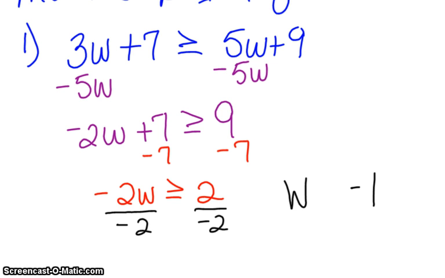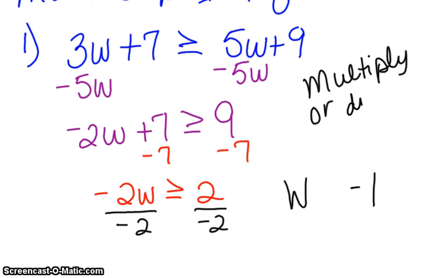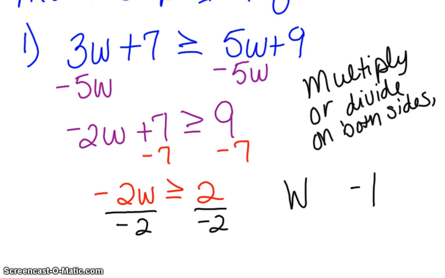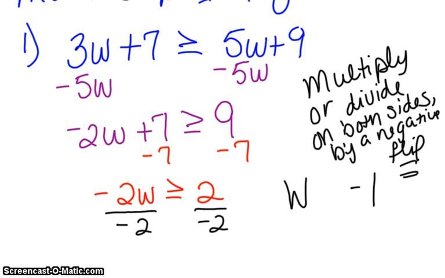Here's one of the big rules. If I multiply or divide by a negative number on both sides, I have to flip the sign around. So instead of w greater than or equal to, it's less than or equal to.